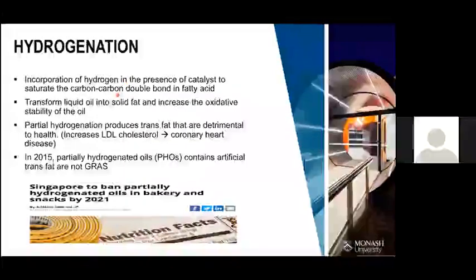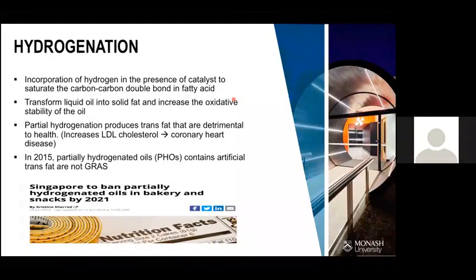So with hydrogenation, we are able to transform it into a solid fat. Because of the removal of these double bonds, it will then increase the oxidative stability of our oil. And this hydrogenated oil can be used as a hard stock for the production of various food applications like margarine, confectionery fat, as well as frying oil.